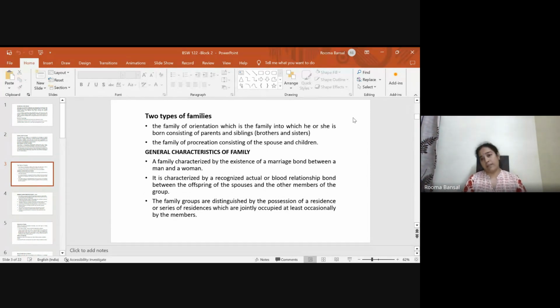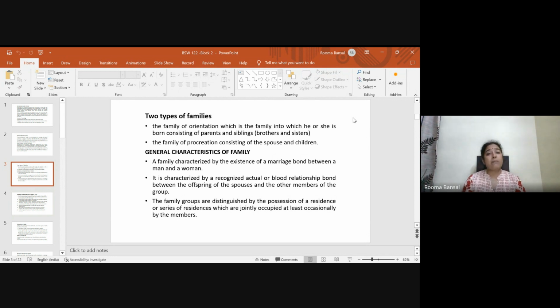Now, the types of families. Generally, in our society, we find two types of family, which I have just mentioned. The family of orientation, which is the family into which he or she is born, consisting of parents and siblings. It means parents and their children: brothers and sisters, brother and brother, sister and sister. I mean, four members of a family, four or five or six, where they have parents and children only.